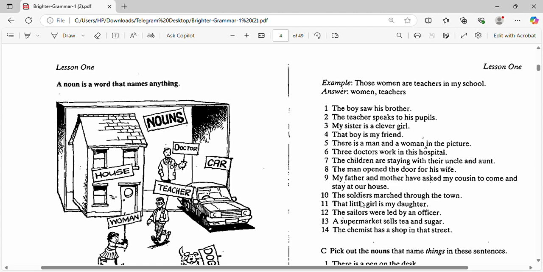Soldiers. That little girl is my daughter. Girl, daughter. Very good, daughter. The sailors were led by an officer. Sailors, officer. Good. A supermarket sells tea and sugar. There is no word that names people in this sentence. Let's move on. The chemist has a shop in that street.